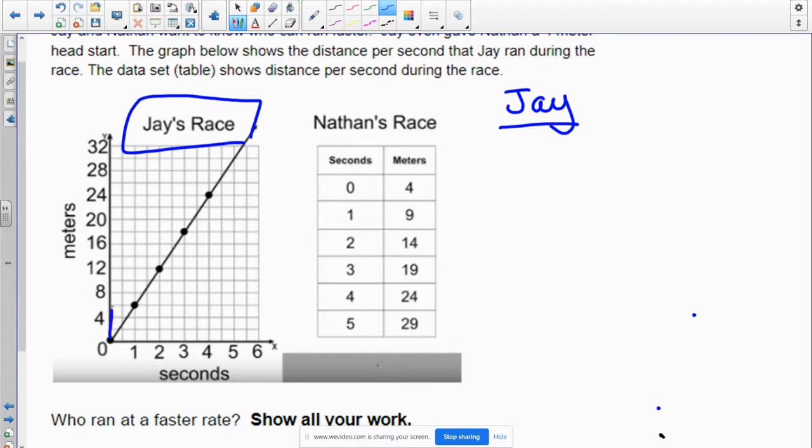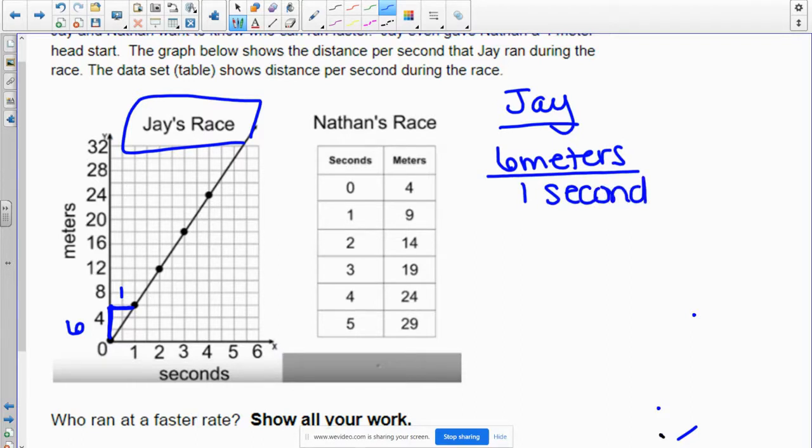So remember, you go rise, a vertical change, over a horizontal change. So if I look at that, this is 2, 4, and then 6. So this is 6 meters over 1 second. So J is running 6 meters in 1 second. Again, I looked at rise over run, how much increase in the vertical distance over the horizontal.